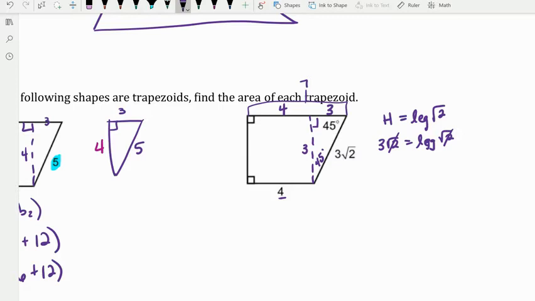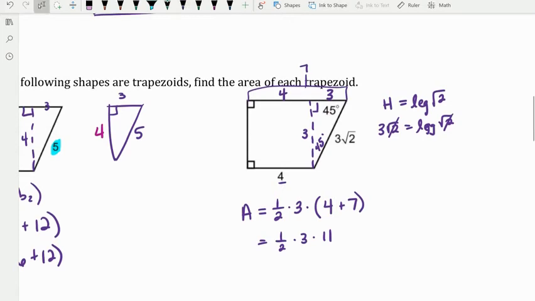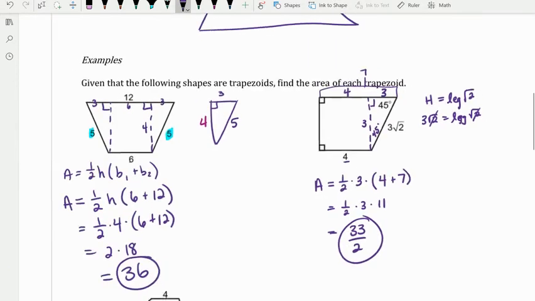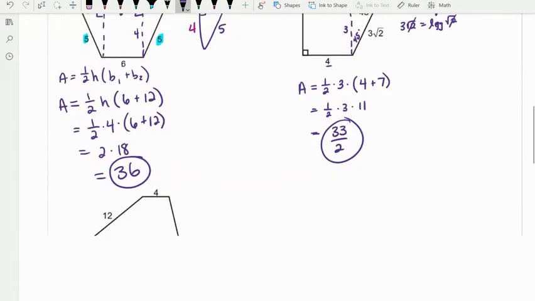Okay, so then now to get the area of our trapezoid, I'm going to do 1/2 times the height, which in this case would be 3, times the sum of our two bases, which would be 4 plus 7. So that's 1/2 times 3 times 11. And then I could do that as just 33 halves, or we could write it as a decimal, but 33 halves is just fine. Ta-da. Okay, those two are pretty straightforward.